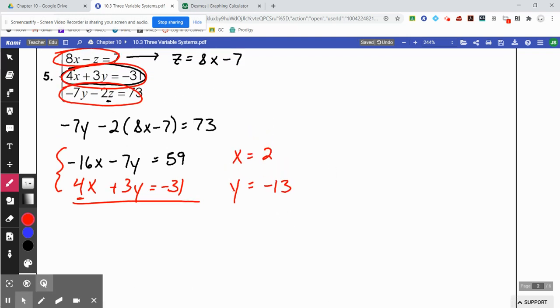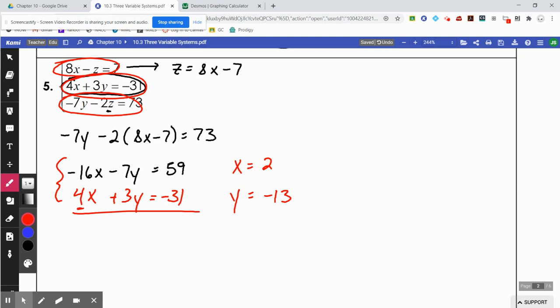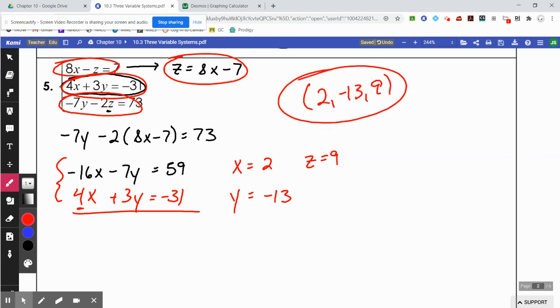You can now take those x's and y's, and you just need one of the equations that has a z in it. This is going to be your best place. Since x is 2, that's going to be 16 minus 7, so our z value will be 9. So our ordered triple is going to be 2, negative 13, 9.